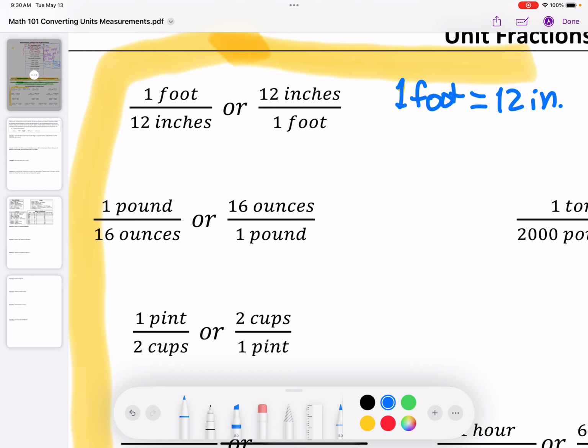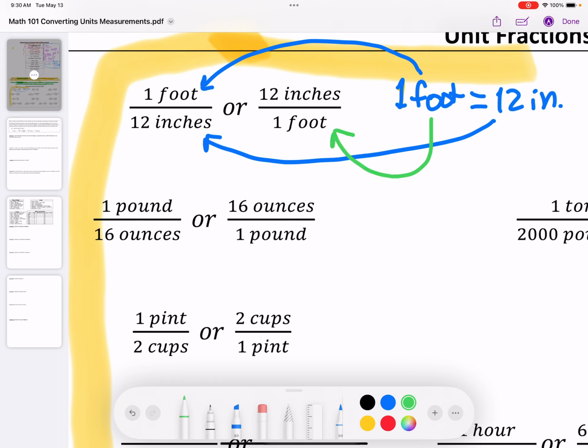So all we did was take that and make a fraction out of it. You notice that 1 foot is in the numerator here, and then 12 inches is in the denominator. On the next fraction that's next to it, we just did the opposite. Let's put the 1 foot in the denominator, and then the 12 inches in the numerator. And both of these fractions are equal to 1. This is equal to 1 because the numerator and denominator are the same.